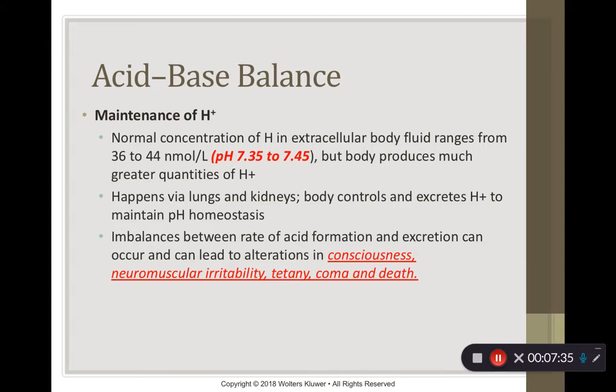So when there is an imbalance between the rate of acid formation, which is hydrogen ions, and excretion, when you excrete the hydrogen ions, these imbalances can lead to certain alterations in the body. So a patient can experience alterations in consciousness, neuromuscular irritability, tetany, which is sort of like muscle spasms, coma, or even death. So it's very, very important to maintain the balance levels of these.